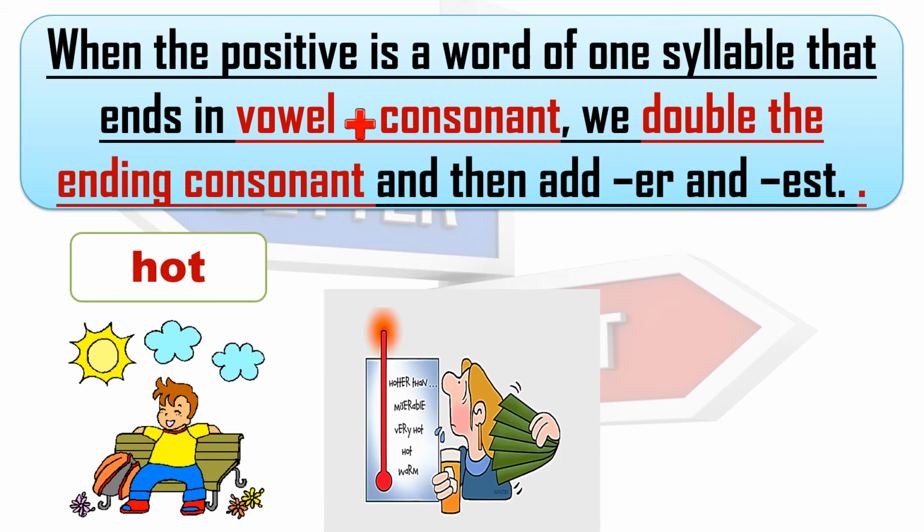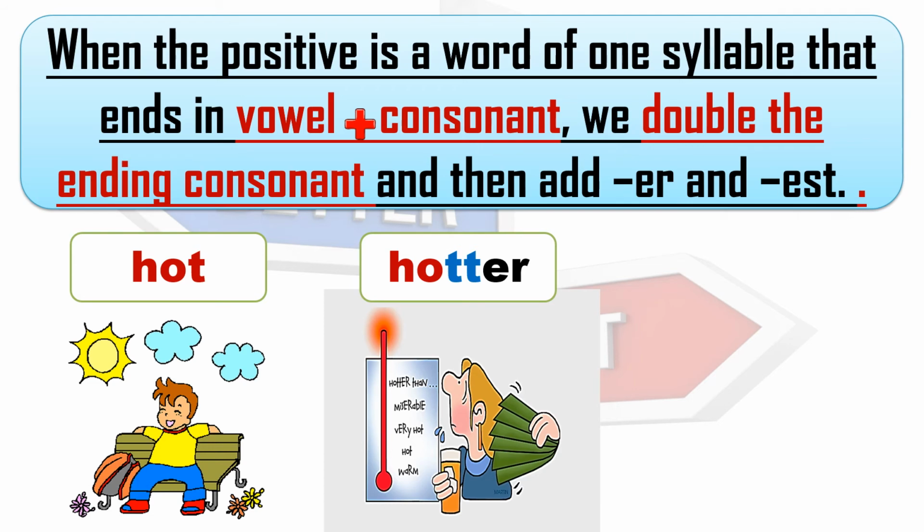Now its degree has been increased. It is more hot than yesterday. So we can say it is hotter today. Hotter. See the word HOT. We have doubled the ending consonant. So it was a T consonant over here and we have added one more T. And then ER. Hot, hotter.